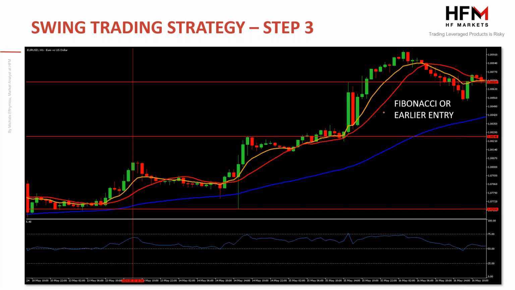But if it's a decent sized retracement, so for example, we've got a high here and we've got a low here, we can use the Fibonacci to give us an entry, for example, approximately here, to trade the continuation of the trend.